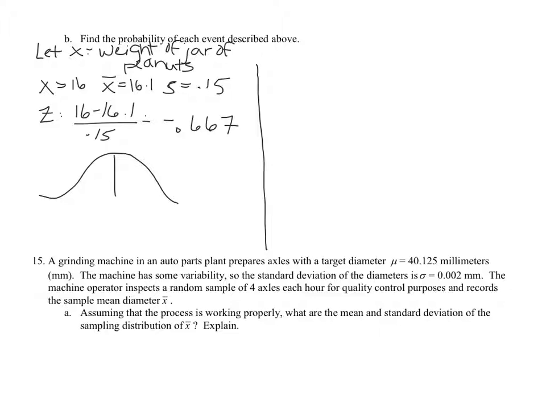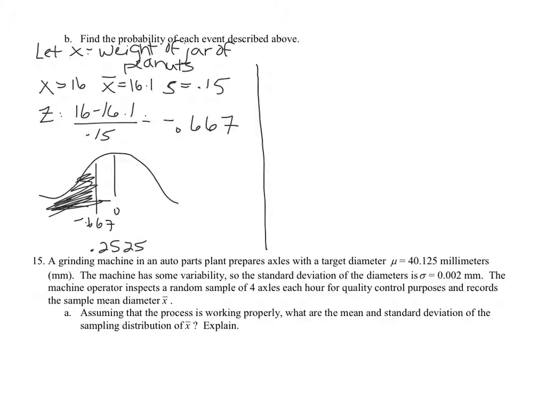So now we'll find the area of the curve. So we'll have 0, negative 0.667, and we want less than. So normal CDF from negative infinity to negative 0.667, with mean 0 and standard deviation 1, and we get 0.2525. Right? So we have a 25% chance of selecting a jar of peanuts that weighs less than 16 ounces.